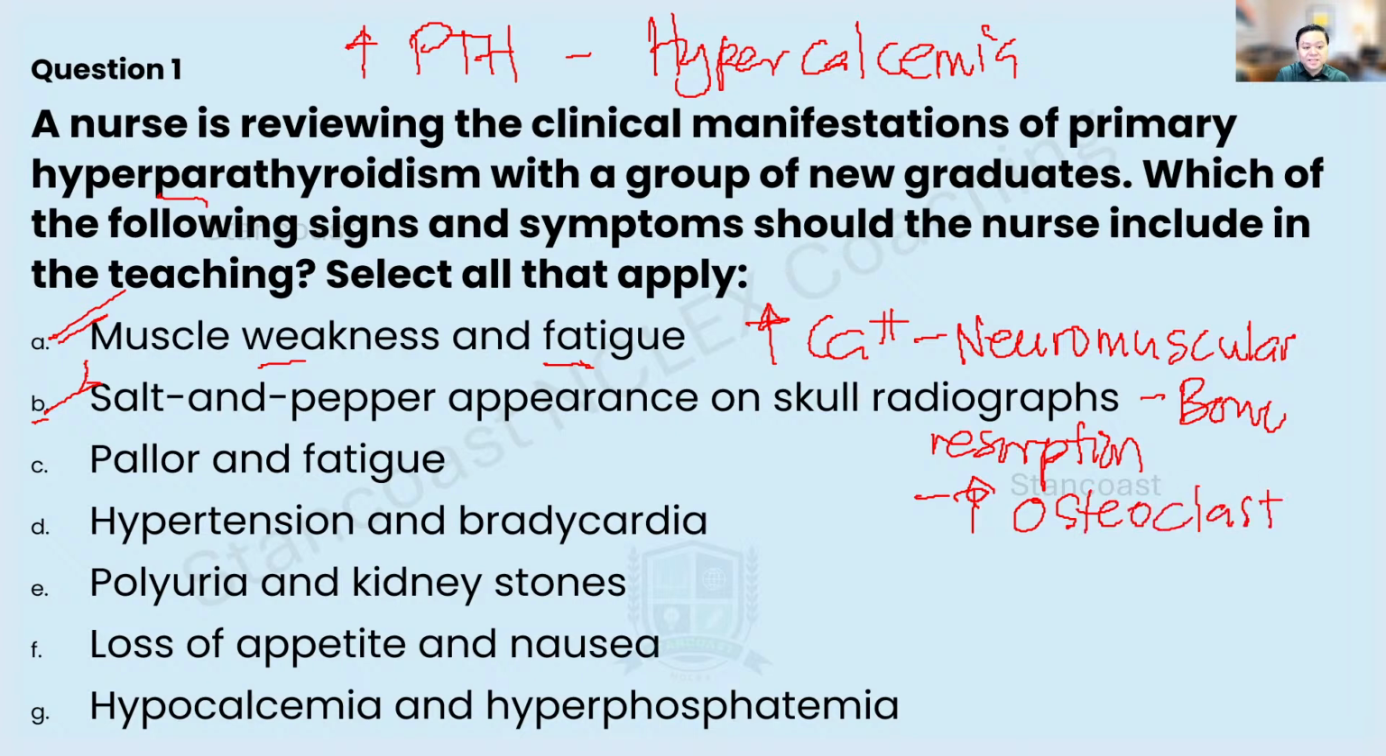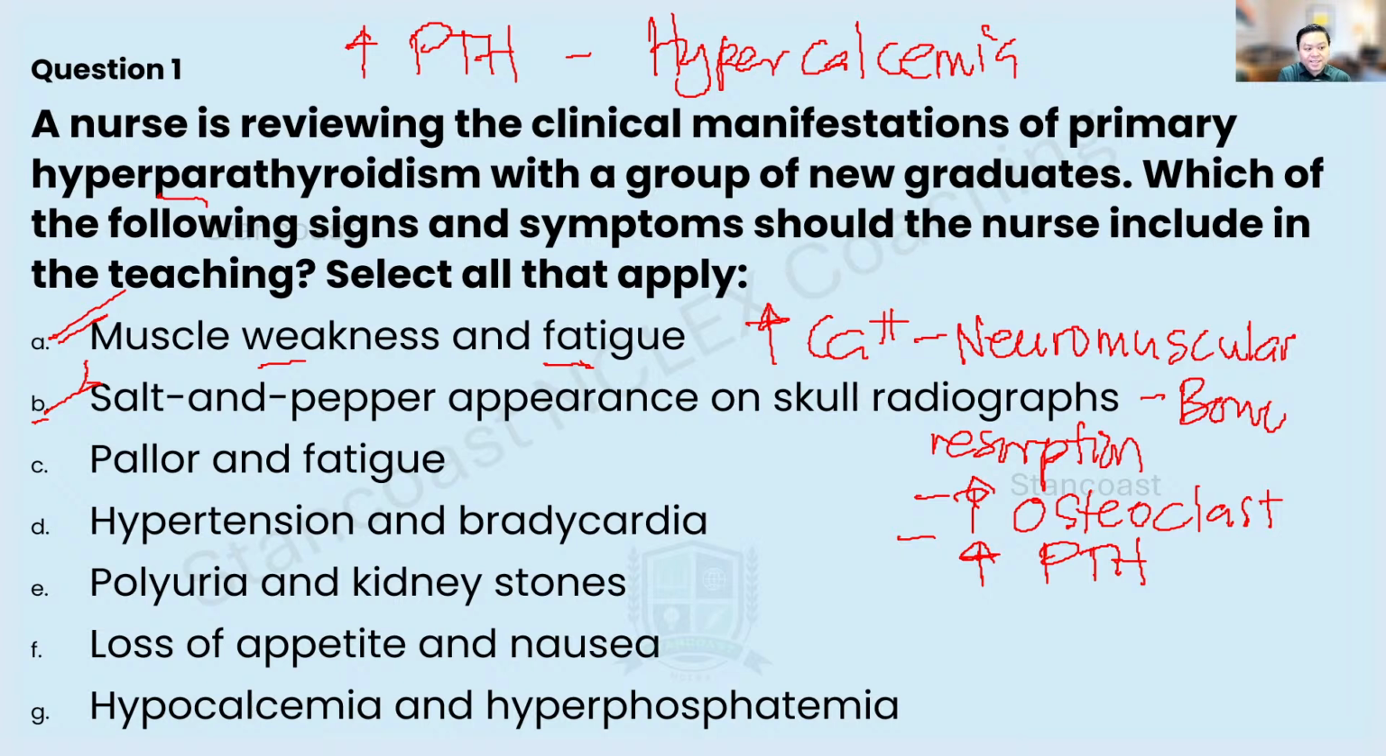And again, what's the reason for that? This is caused by the increased PTH, or the parathyroid hormone. Again, this will cause shifting of the calcium ions along with phosphorus from the bone tissue into the bloodstream.